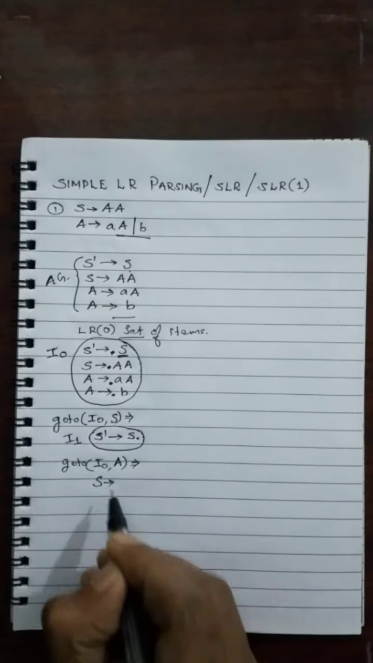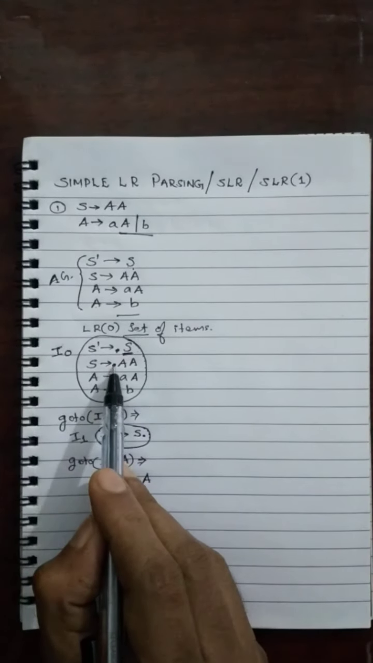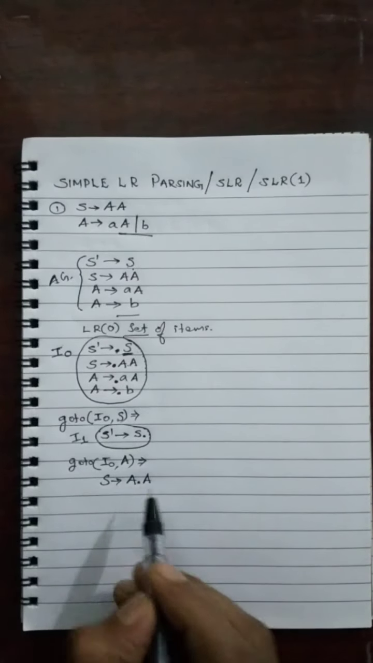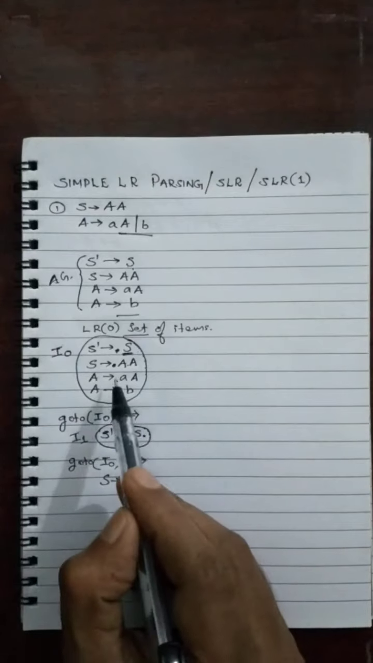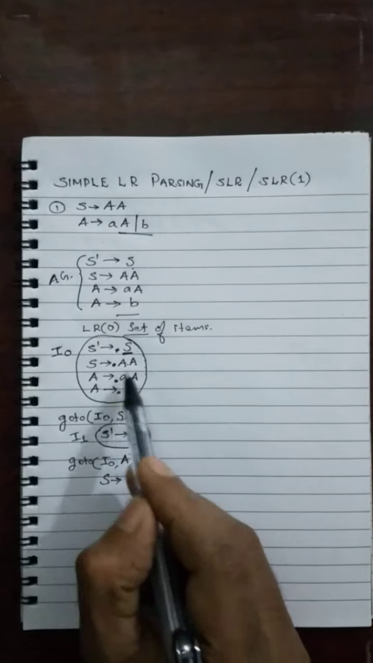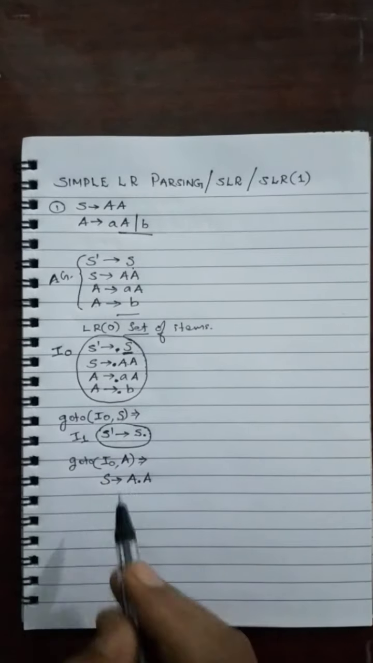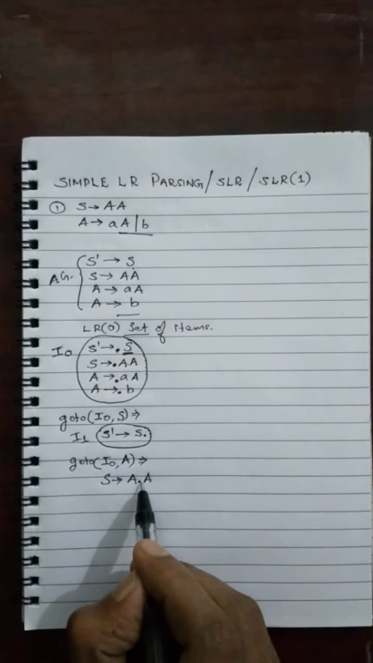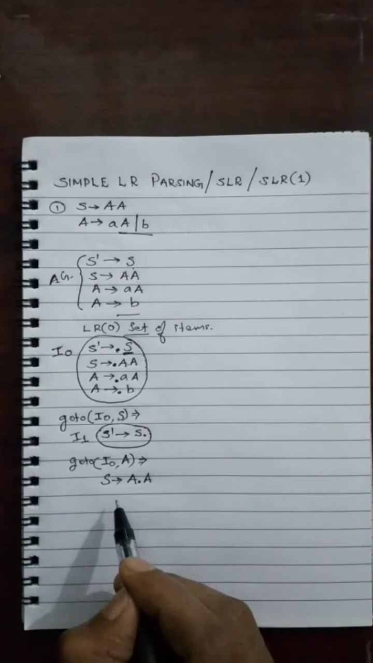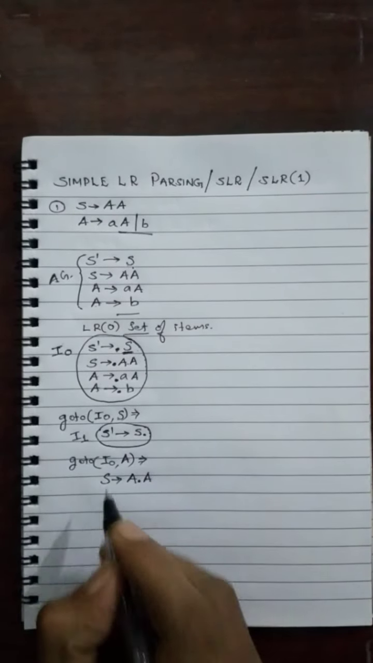It is S producing capital A dot capital A. It means that I have moved this dot one step ahead. Now the dot is here. Now again check whether you have capital A after dot in any other production in I0. There are no other productions, right? So that's over. But according to the closure property, we know that after dot, if there is a non-terminal, then you have to add all those productions to this particular set of items from the given grammar, right?